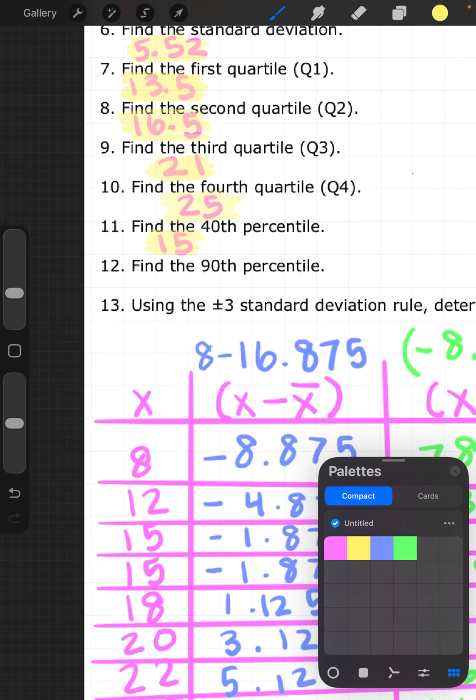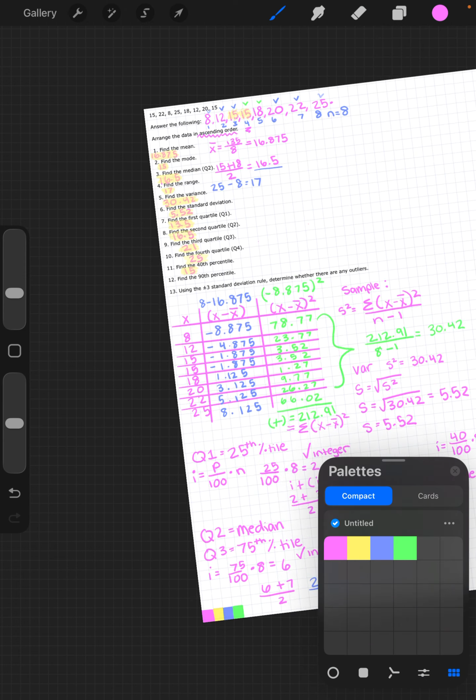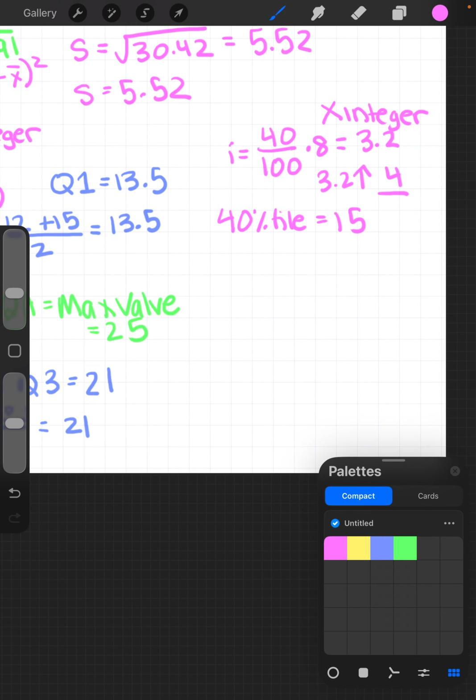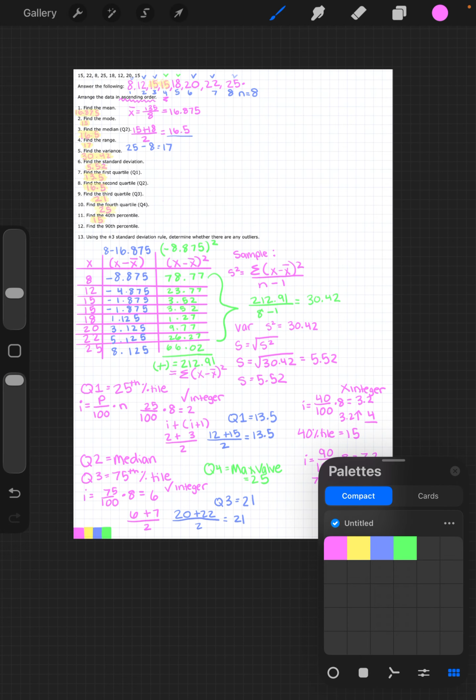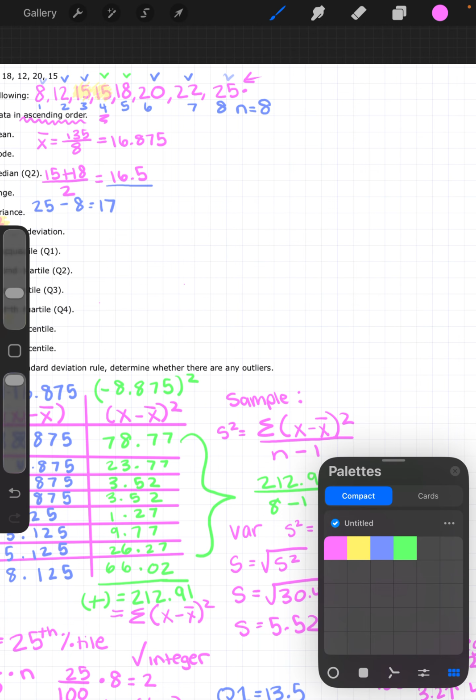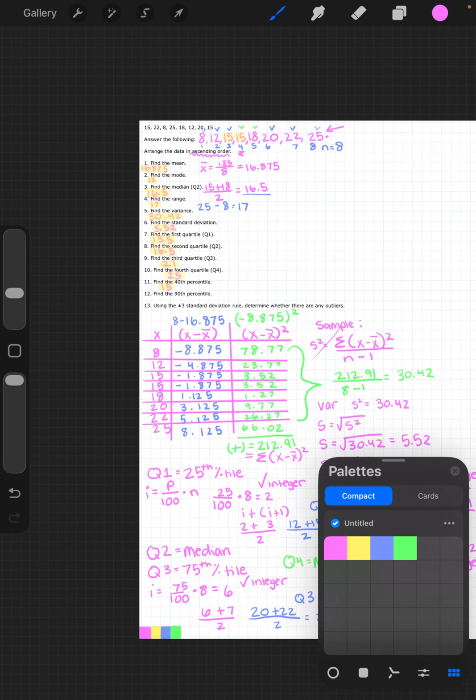Okay, and now we're going to do our 90th percentile. And our 90th percentile, we're just going to do the same thing. And still, this is not an integer. So it's going to be 7.2 rounded up is 8. We're going to look for 8. Oh wait, 8 is our max. So it's still going to be 25.